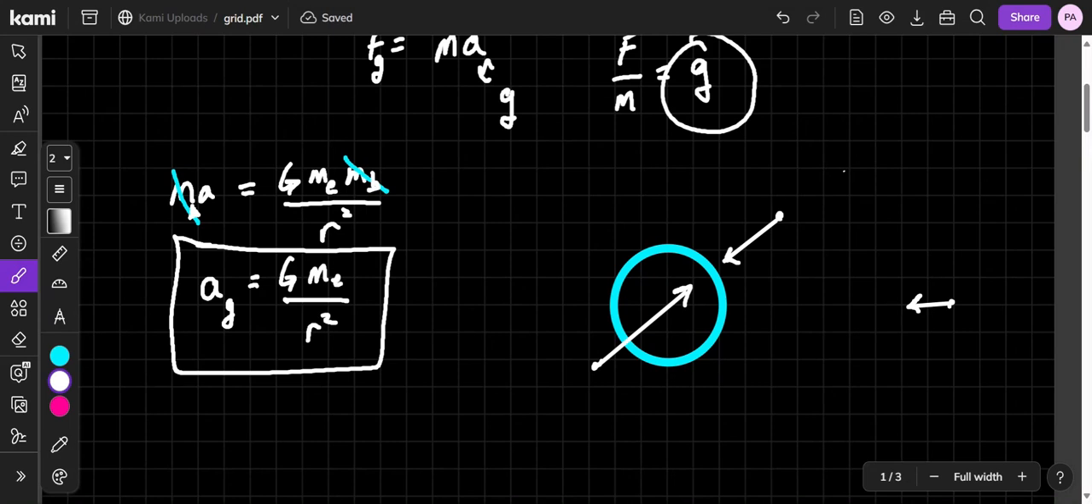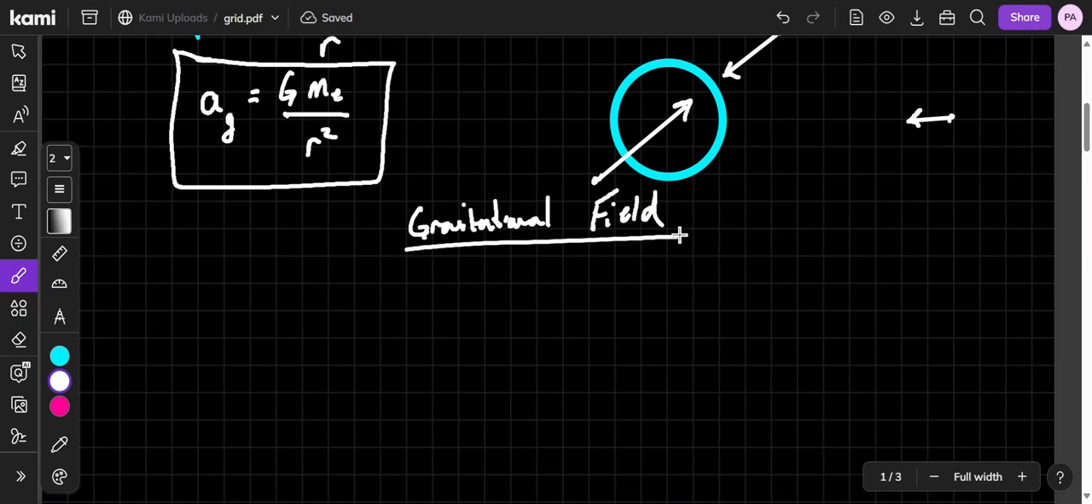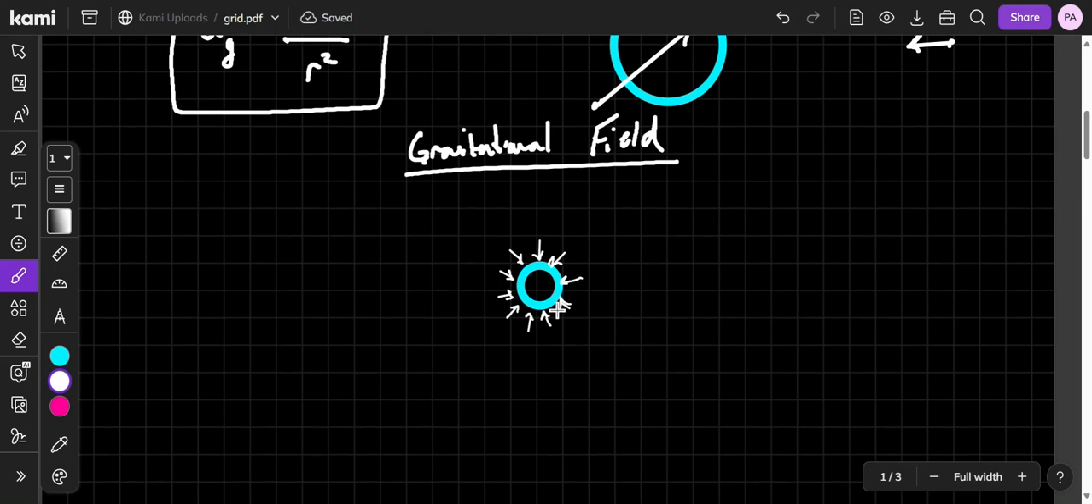Okay, that is called our gravitational field. In essence, it is the collection of all of the acceleration vectors within the gravitational influence of the Earth. But as we get close to the Earth, they all point to the center of the Earth. So we're going to zoom in on this really, really close.